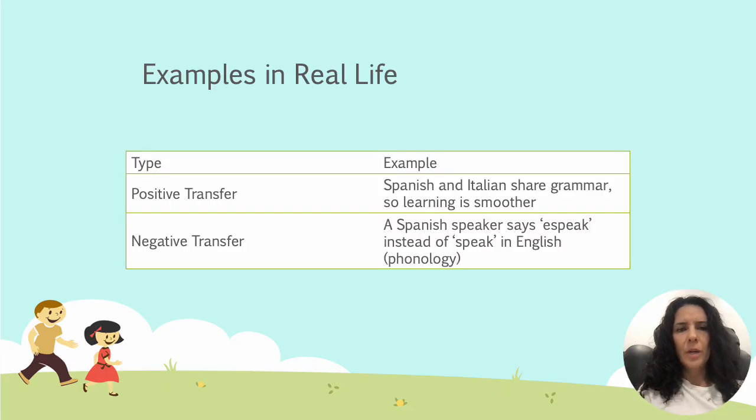So here are a few examples. If two languages share vocabulary or grammar, you'll probably pick them up faster. But if they differ, like in pronunciation, it can cause confusion or mistakes. So I think a lot of this is true, like when English and Spanish have cognates, the students can make that transfer easier. And here's a little table that I inserted on what I think it is.